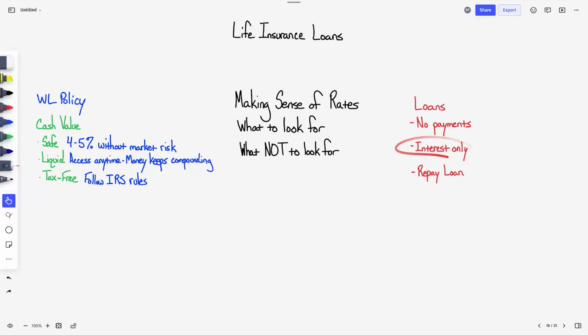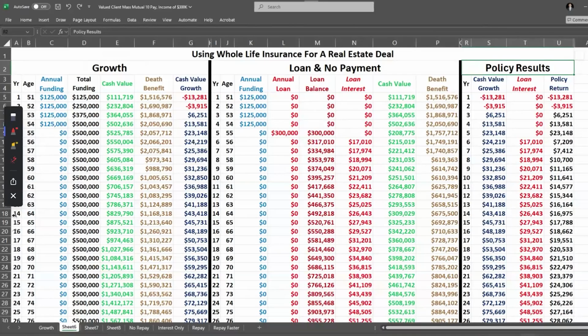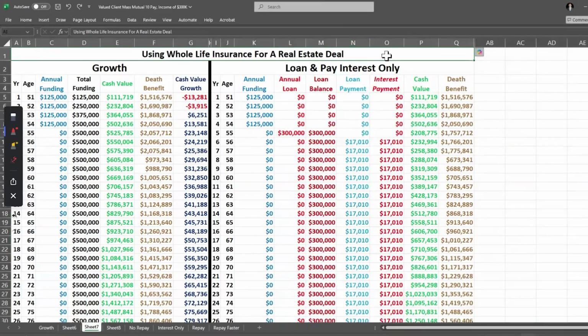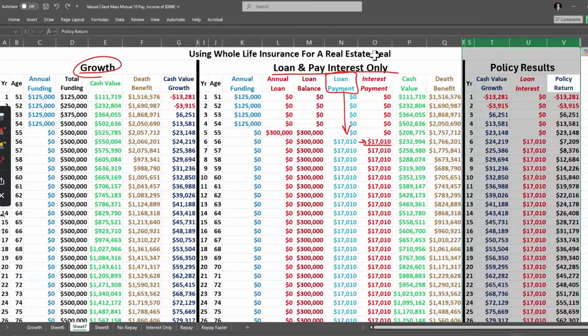Let's look at interest only and then also repaying the loan. We'll go through interest only quickly because it's going to look very similar to what we just looked at, except you've got a loan payment column. So here, same thing on the left with the growth. On the right, paying interest only. Your loan payment is in blue, and it just so happens to match the loan interest. So every year, the interest comes due. This assumes you pay it out of pocket.